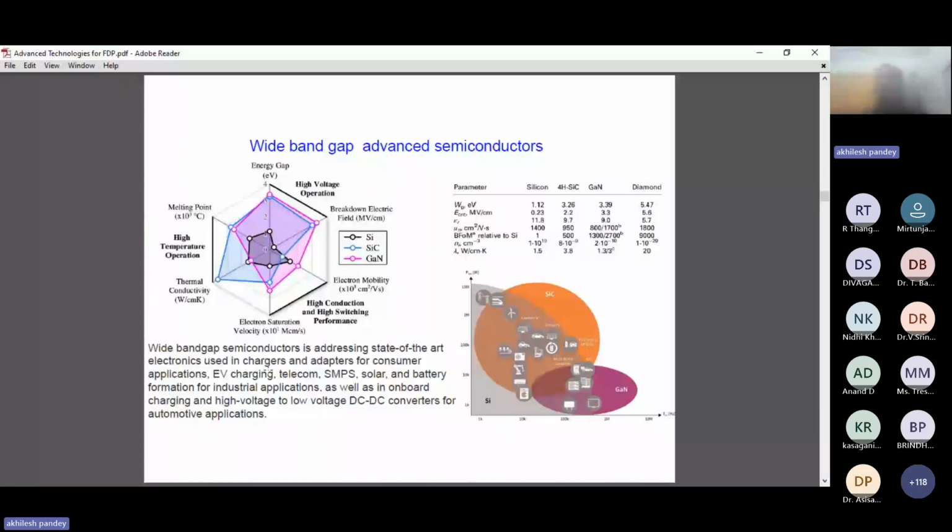Now come to the wide band gap semiconductors. Basically, in the wide band gap semiconductors, there are gallium nitride and silicon carbide. Gallium nitride, everybody knows, its band gap is around 3.4 electron volt, and silicon carbide's band gap is around 3.2 electron volt. Because several polytypes exist, the band gap is also changing. As compared to silicon, their band gap is slightly high, but another wide band gap semiconductor, diamond, has a band gap of around 5.47 electron volt.